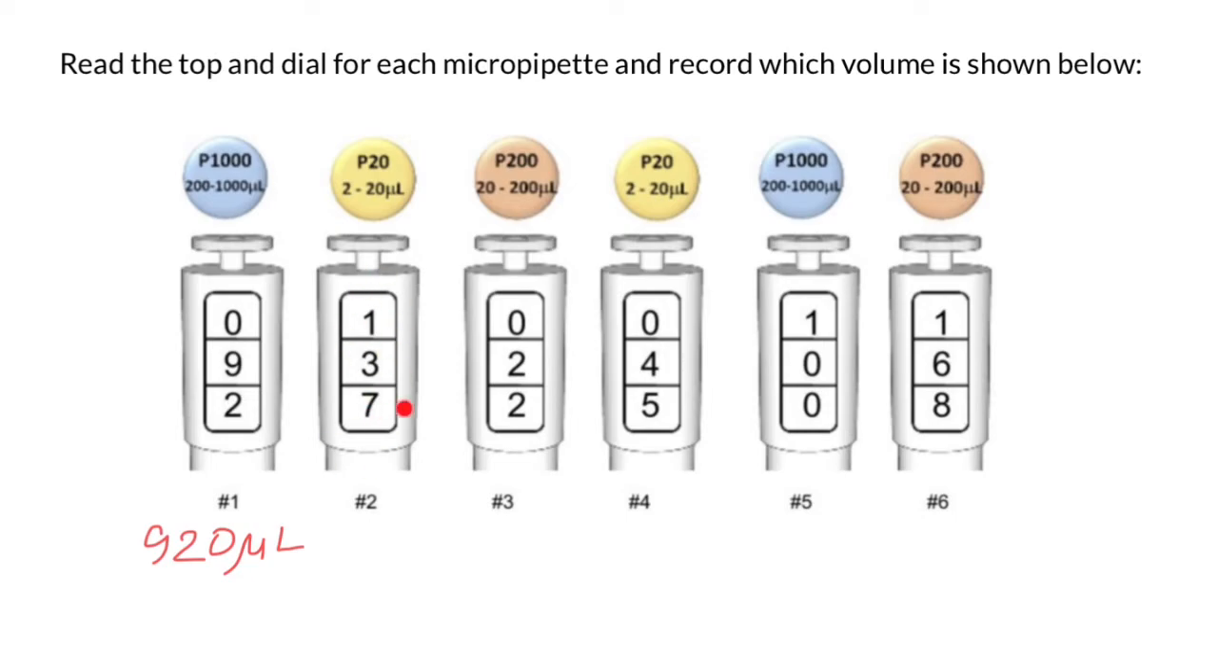Next one, 137 is actually not 137 microliters, because this pipette can only measure between 2 and 20 microliters. So you have to understand that here we have a decimal point. So this measurement actually is 13.7 microliters.